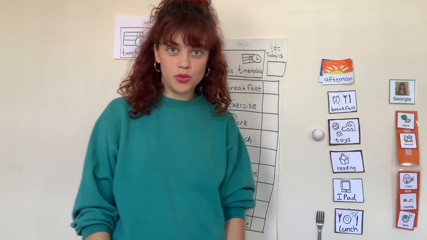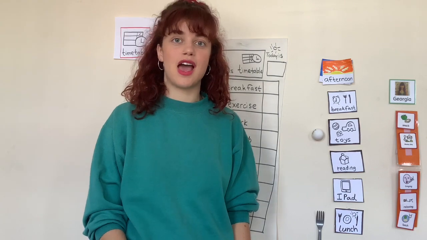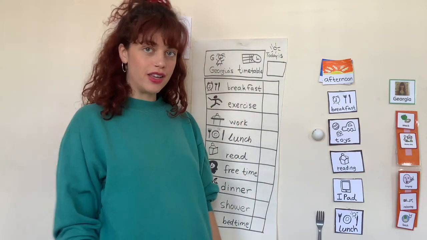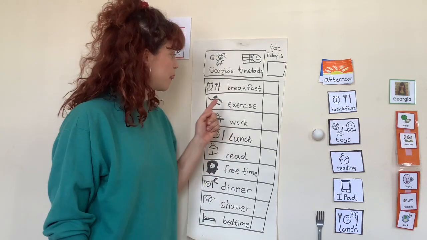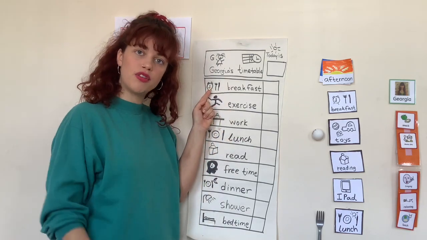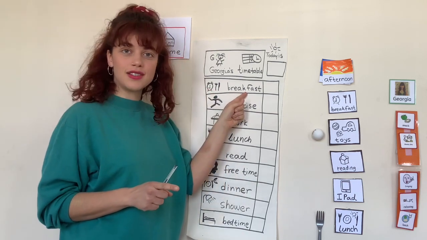By transitions, we mean moving from one activity to another. Each activity has to have a clear start. So first, you guide your child to the timetable so they can read the name of the activity, or you read it for them by saying, "It's time for breakfast."